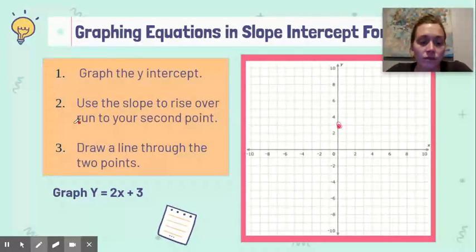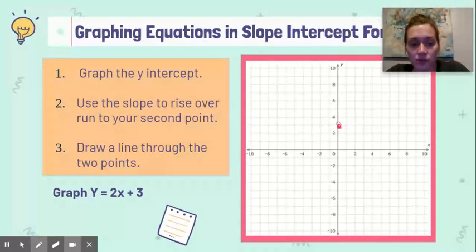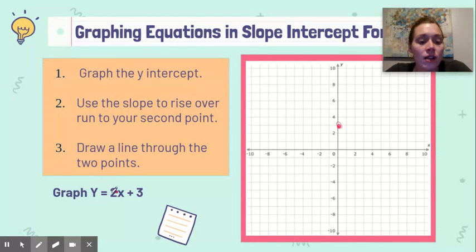Then the second step is to use the slope to do our rise over run to get the next point. Now, our slope is the number in front of x. So my slope here is 2. We always want to think of slope as a fraction, rise over run. If I just went up 2 and stopped, that wouldn't be right, because 2 as a fraction is actually 2/1, okay? Whenever we have a slope that's a whole number, we need to make it a fraction by placing it over 1.